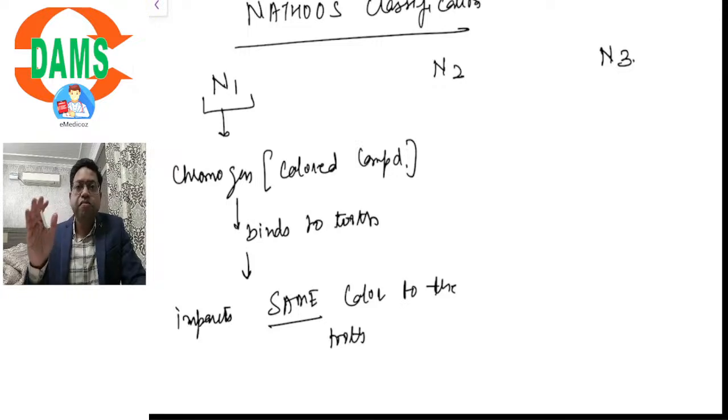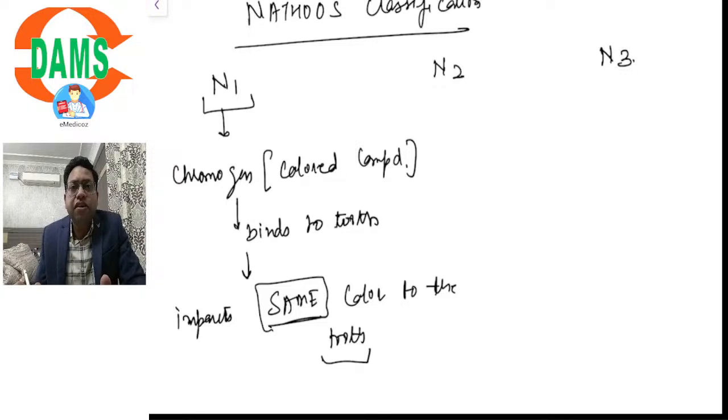A colored compound is present, like we can talk about tea and coffee, certain other beverages like cola, etc. They have got colored compounds, brownish color, yellowish brown color, dark brown color, black color. They would bind to the tooth structure and impart the same color to the tooth. So the discoloration would be of the same color as the compound that is binding to the tooth structure. These are N1 stains.